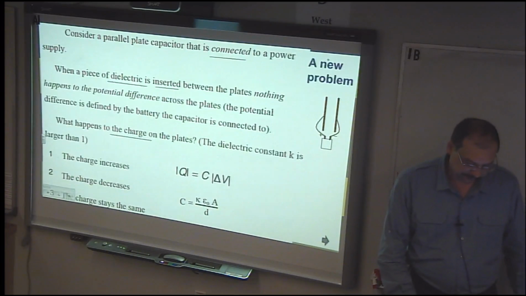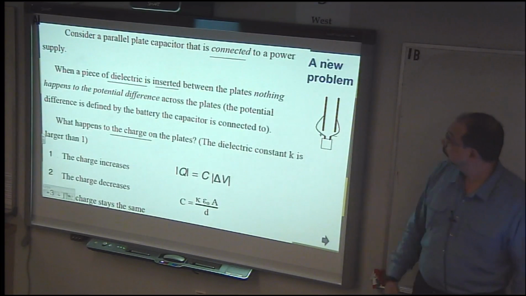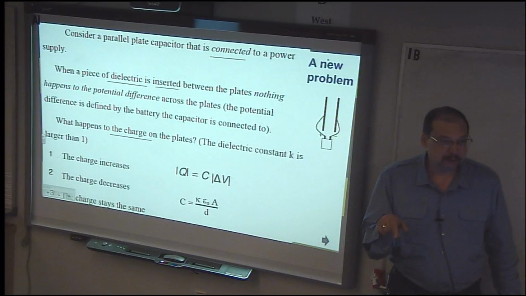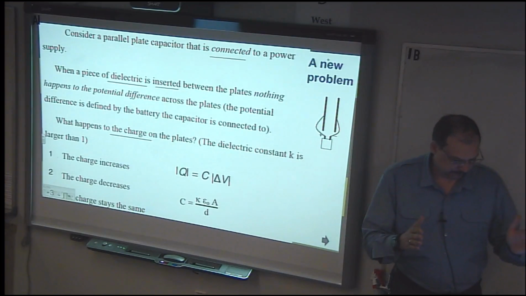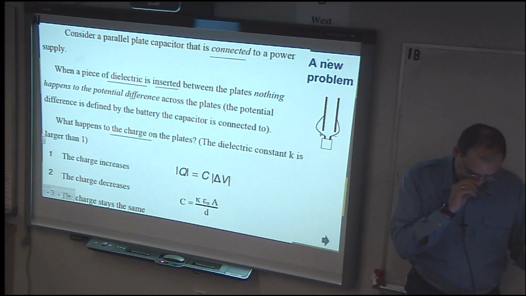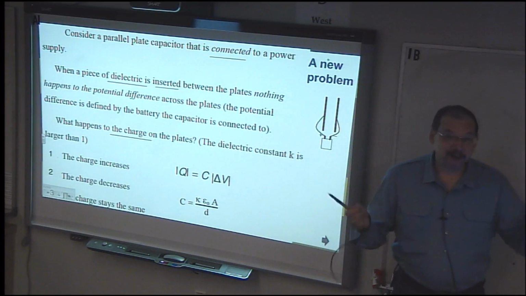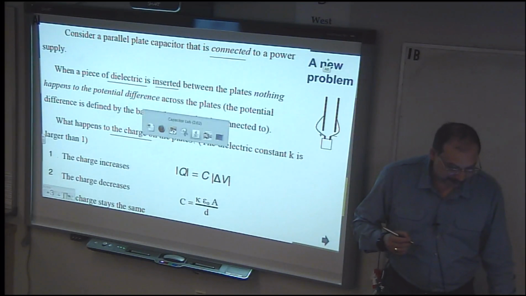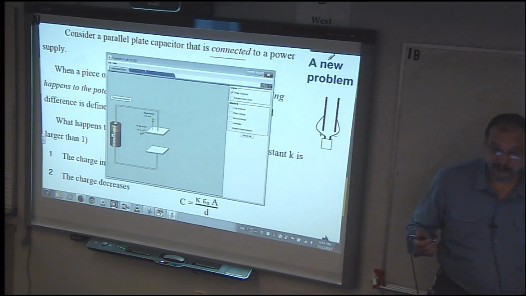The answer now, that is a new problem. How do I know? I can read. So a capacitor is connected to a power supply. We do not change the distance. We are inserting a dielectric. All right. So this experiment is really, really tough to do in this environment, but we have an app which can help.